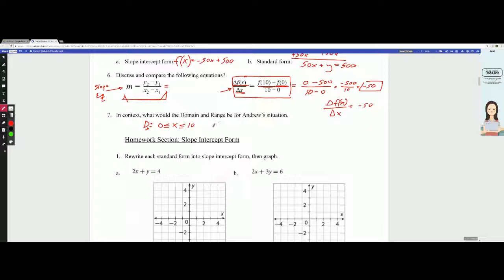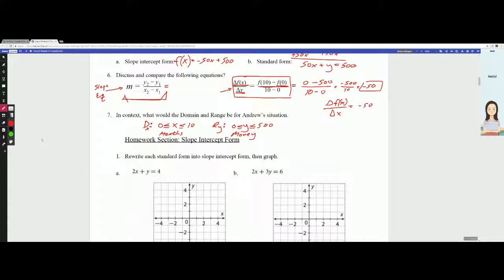Okay, now our range, again, our range is y values, right? We owed originally $500, so less than or equal to 500, and greater than or equal to $0. Okay, so domain would be the months or the time, and range is the money.